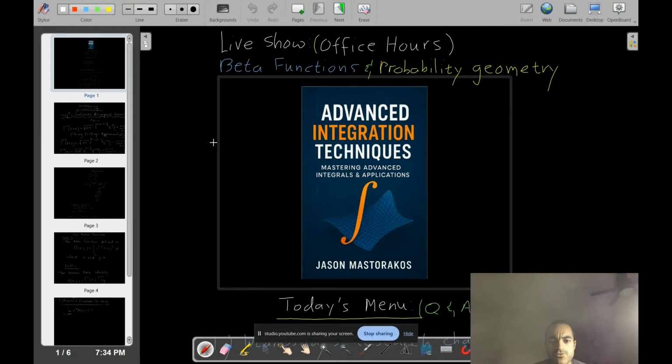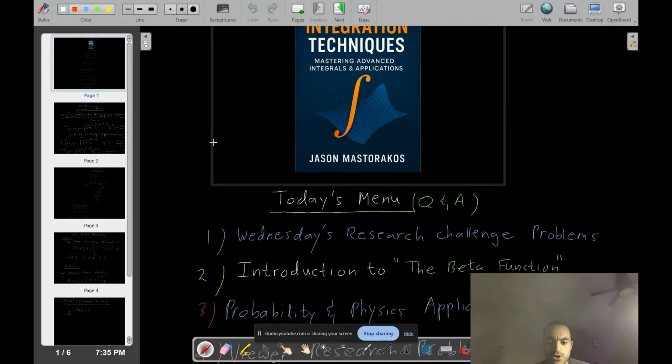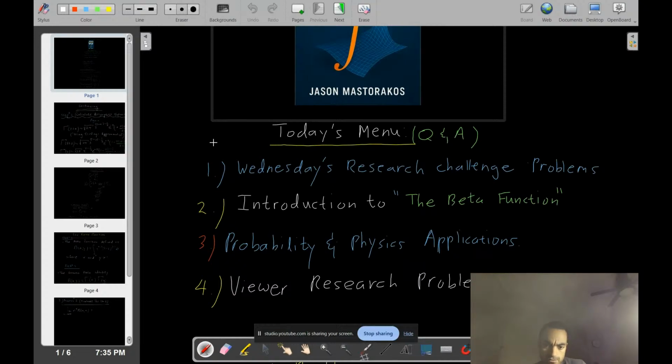As I said, this is a mixture of office hours and research level problems. Fridays is mainly research level problem day. As long as you have a background in integral calculus and linear algebra, regardless of how advanced the problems are, you should be well equipped to tackle them. I will refer to some definitions if you don't know them. So one, we're going to look at Wednesday's research challenge problems. Two, we're going to introduce something called the beta function, an extension of the gamma function, and I'll go into more rigorous detail.